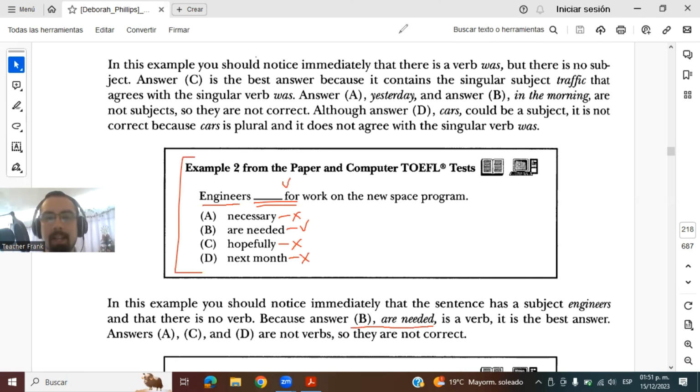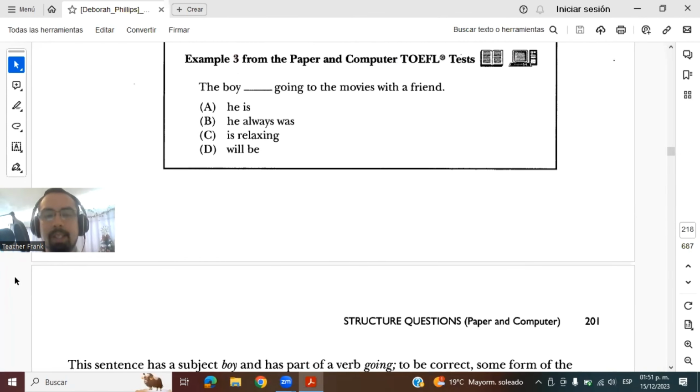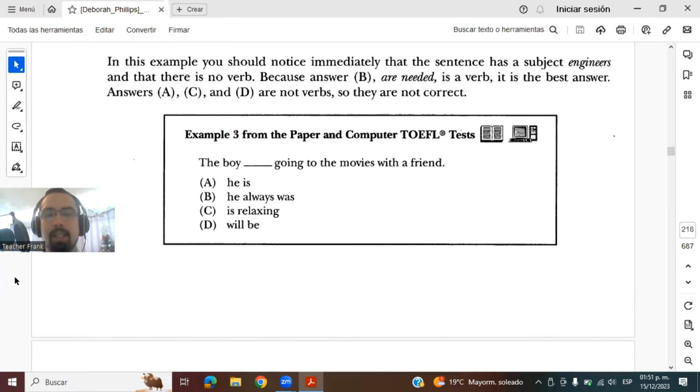Okay, now let's check out one more example. Okay, so now it says the boy going to the movies with a friend. We have apparently a subject, and then here we have like the structure of a verb, but we still need something, right? So we have a subject and a verb. He is not correct because we don't really need a subject. We already have a subject, the boy. Same thing with B. He always was. Incorrect because we have a subject, right?